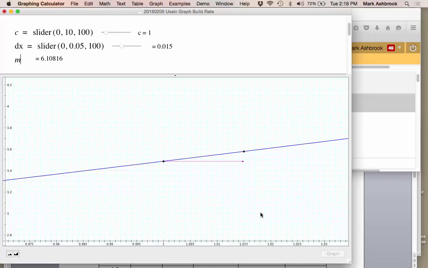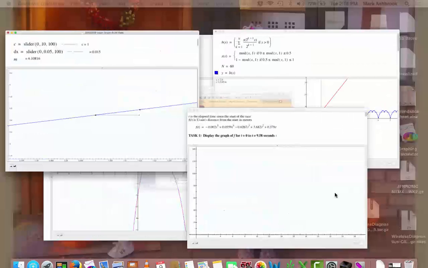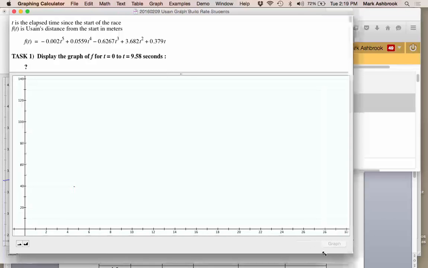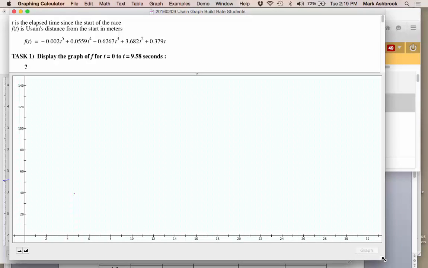Okay, so now the GC file, you should have opened that up by now. You have some tasks. Listen up. So now you're going to make the same file that I was just showing you, where you pick the c, you pick the dx, and it calculates the m for you. So you have 3 tasks. The first task is display the graph of f. I've defined the function of distance from the start versus time from the start. You need to display that graph for the time that you spent running, 0 to 9.58 seconds.